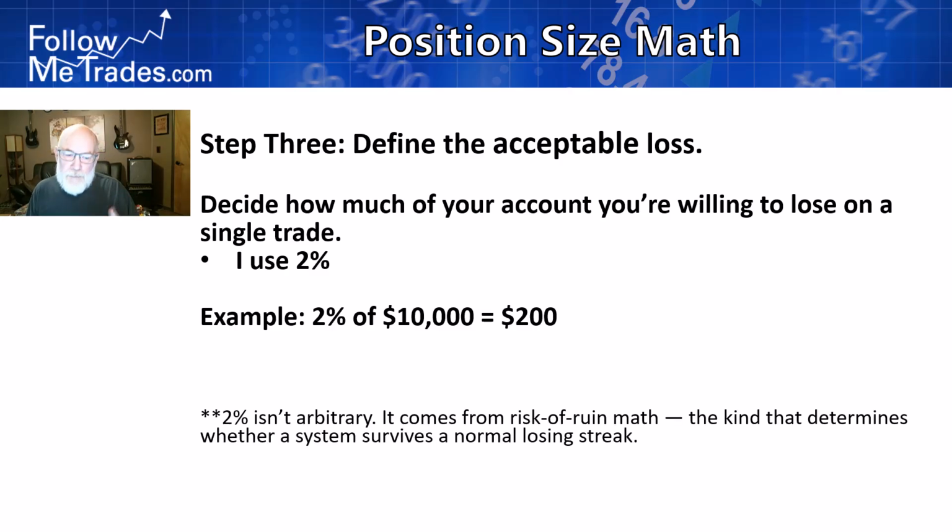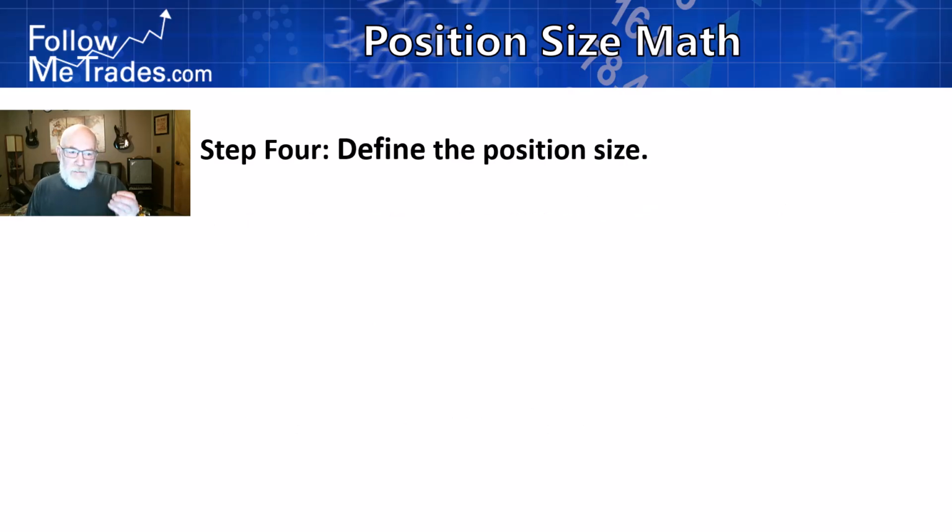It comes from the risk of ruin math. Some pretty neat statistics that determine whether a system survives, variability and a normal losing streak. You need to determine your risk tolerance, but you have to determine it. And then you determine your position size.